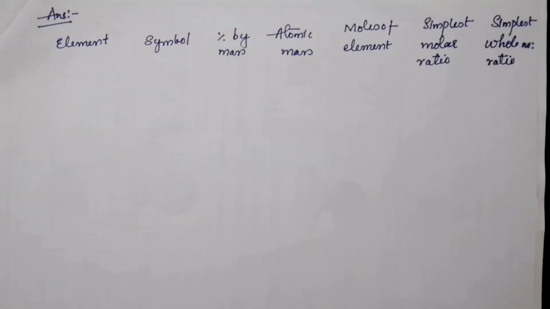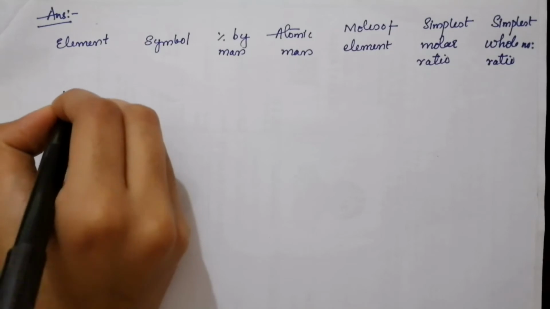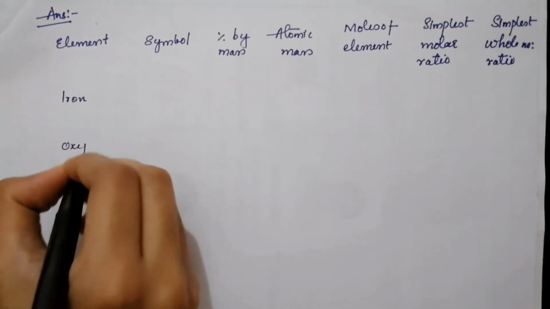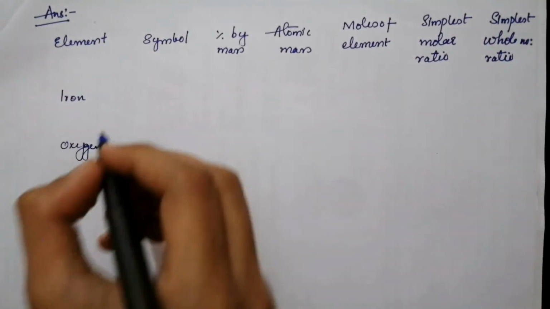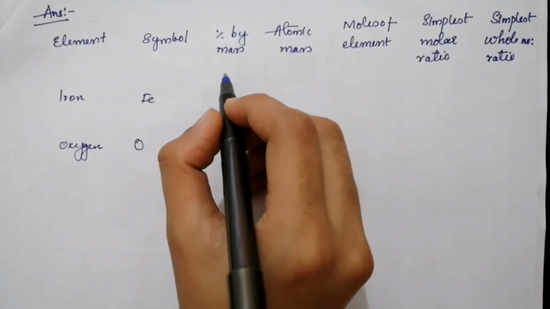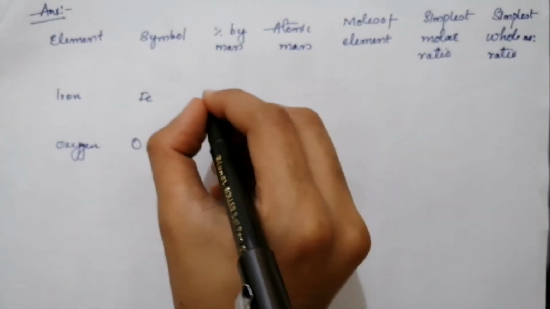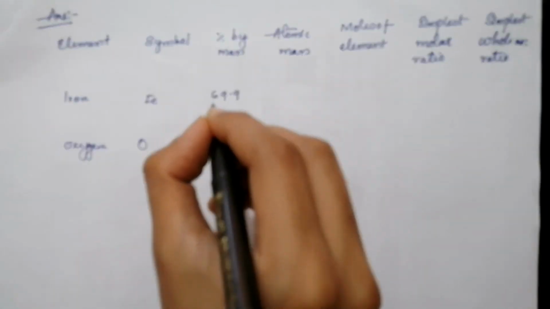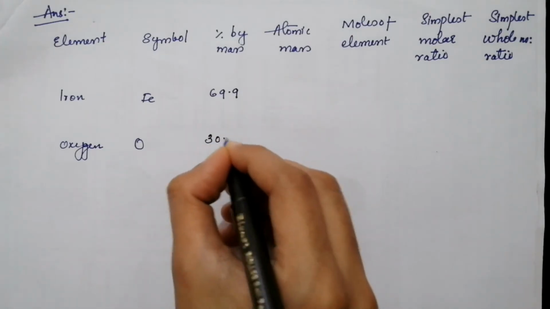To calculate the empirical formula, let us follow this tabular method, wherein we have the element, symbol, percentage by mass, atomic mass, moles of element, simplest molar ratio and the simplest whole number ratio. So the elements here are iron and oxygen. We know the symbol of iron as Fe and oxygen as O. So the percentage by mass is given in the question, which is 69.9, and for oxygen it is 30.1.